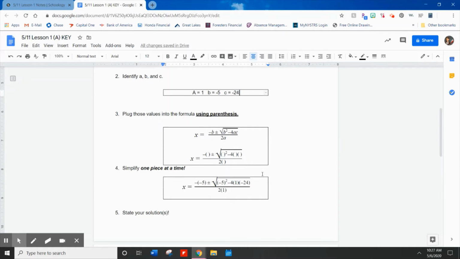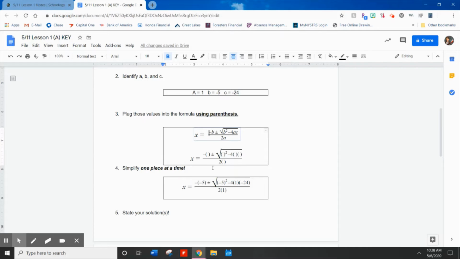Okay, our next step is to plug those values into the formula, always using parentheses. Biggest mistake with the formula is forgetting parentheses, especially when we have negative numbers, it gets a little confusing. So here's the formula again. Notice that this negative b, the negative right out in front, is part of our formula. So we have to bring that no matter what.